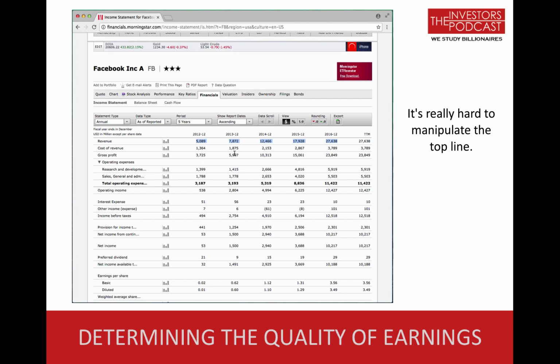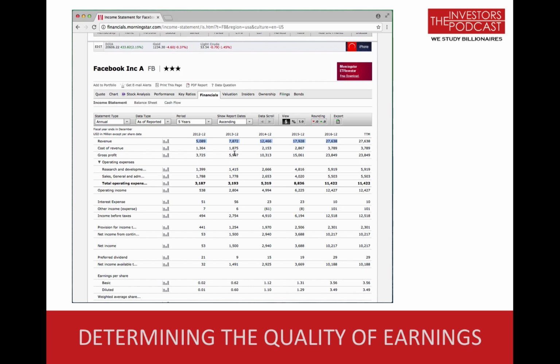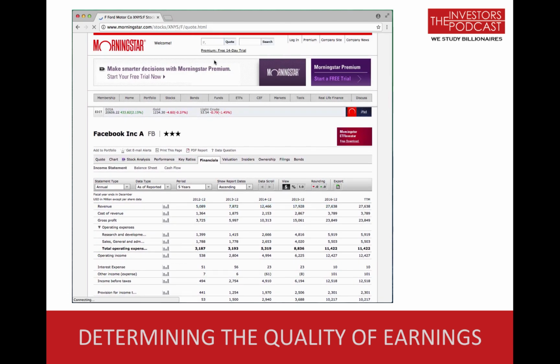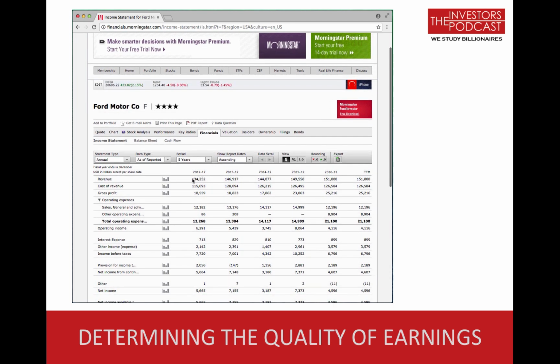But there's one way that a company can actually manipulate their revenue, and this is by adjusting the way that they allow the customer to buy the product. So if the company extends a line of credit to the customer, you'd see this a lot in car companies. Let's say that Ford Motor Company wants to extend credit in order to increase revenue or increase their top line sales. That might be a good company to pull up, Ford. And we'll pull up their financials and we'll look at their revenue. So when we look at their revenue, their top line, you can see that the revenue has gone up just a little bit. It's not too bad.